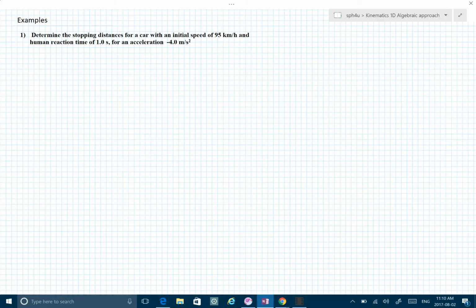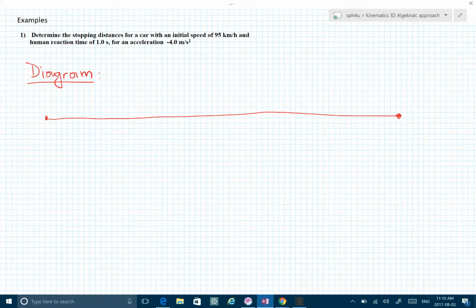So it says here that the car has an initial speed. So what I do is I draw a diagram just to see what's going on with my problem. Usually I draw a line showing me the whole motion. All right, so we go from 1.